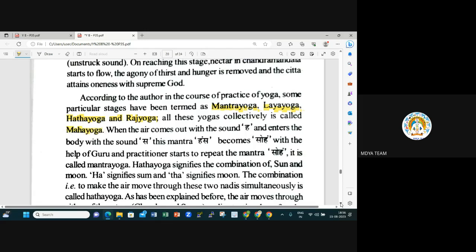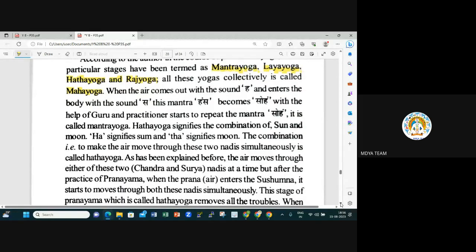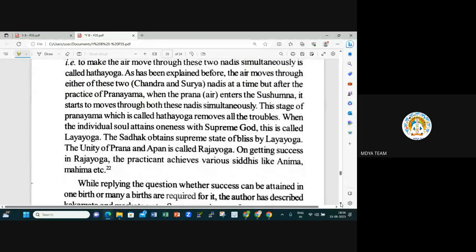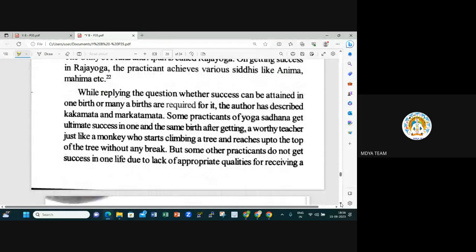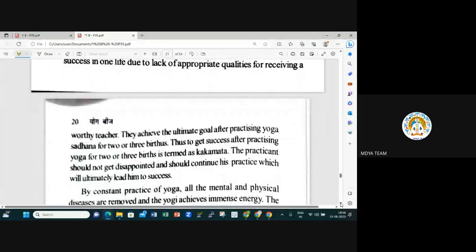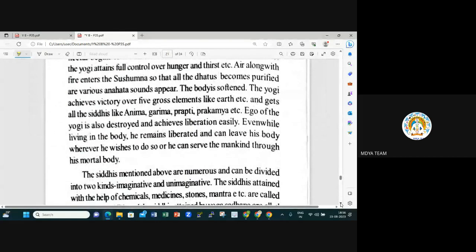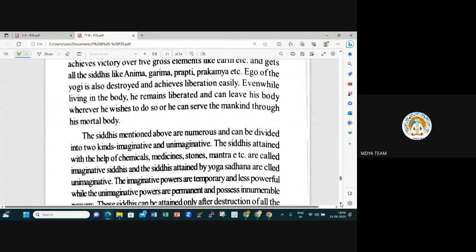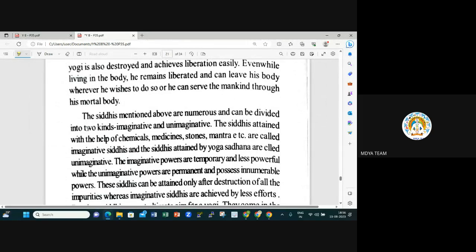What are the most important things? I am just highlighting them, because today I just tried to complete the introductory part. And the next point is that in this book, Yoga Bija Upanishad, two kinds of siddhis are mentioned: one is imaginative and the other unimaginative.